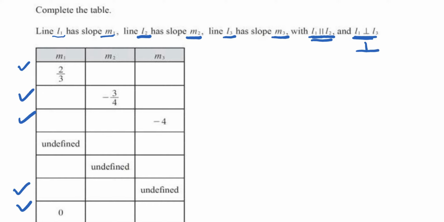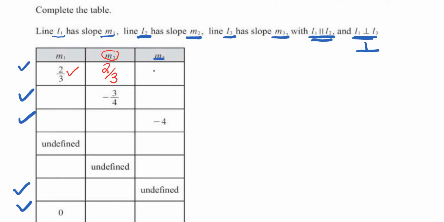Okay, so if the first line has a slope of 2/3, and I want it to be parallel to another line, m2, then it must have the same slope, so this is going to be 2/3. Lines that have the same slope are parallel. Now for the third box, we want to make sure that we're perpendicular. Because the first two boxes are positive, a perpendicular line has a negative slope, and all you have to do is flip the slope, or take the reciprocal, so it's going to be -3/2.